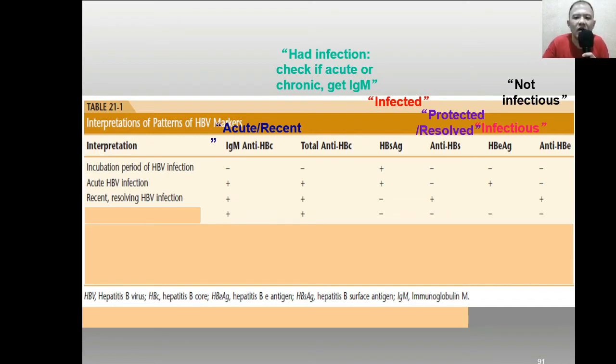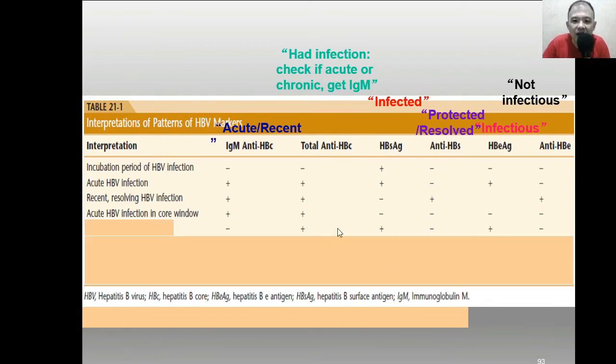Next, what if negative HBS, then positive IgM, and the rest are negative. So it is acute. The rest are negative. HBS and anti-HBS is negative. Only IgM. Okay, this is what we call, I mentioned before, the window period.